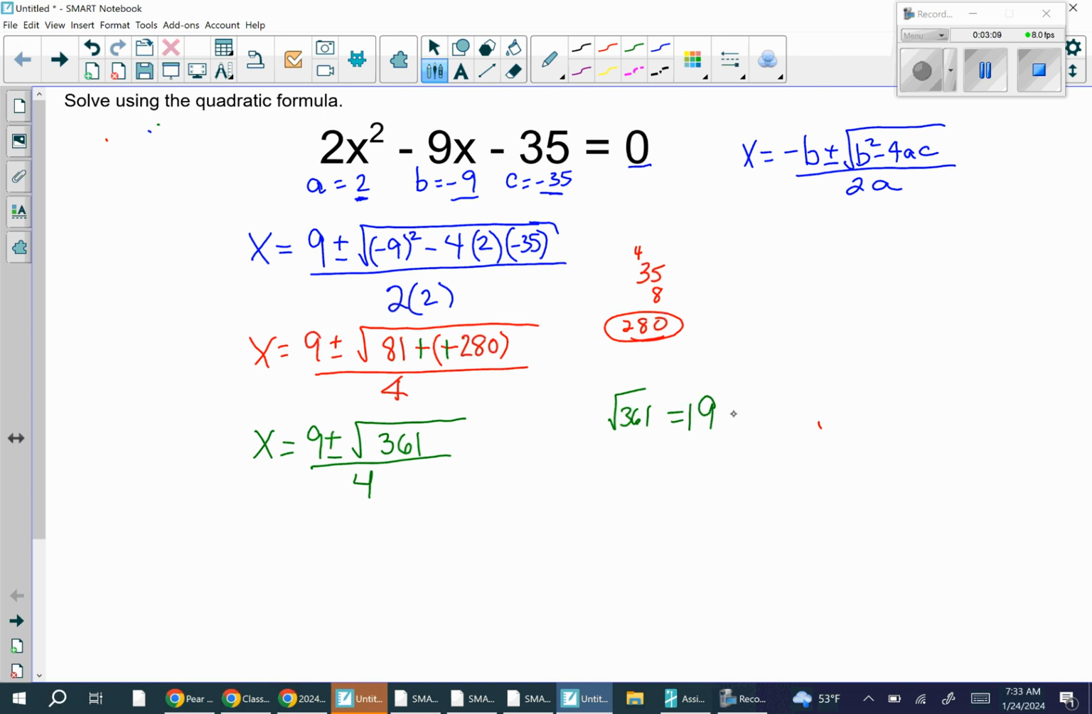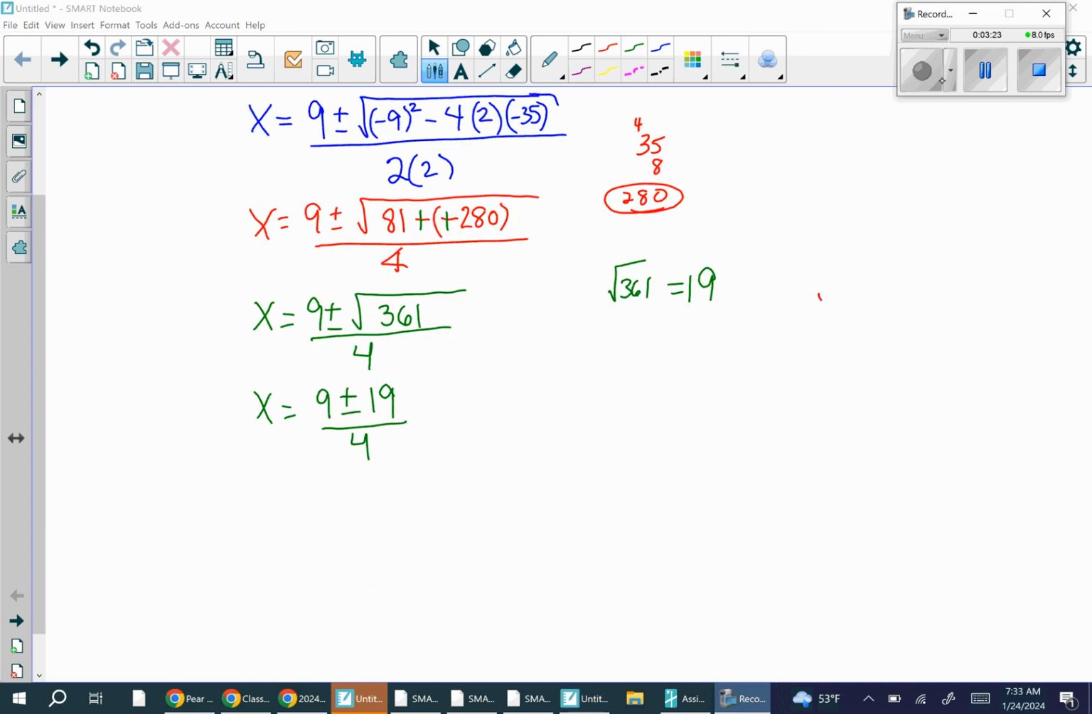Okay, so now I have a really cool way of simplifying this. I can get x equals 9 plus or minus, and the square root of 361 is just 19, over 4. Look at how easy that's getting so quickly. Our last steps are to actually branch this out into 2 equations. So we end up with x equals 9 plus 19 over 4, and we end up with 9 minus 19 divided by 4.